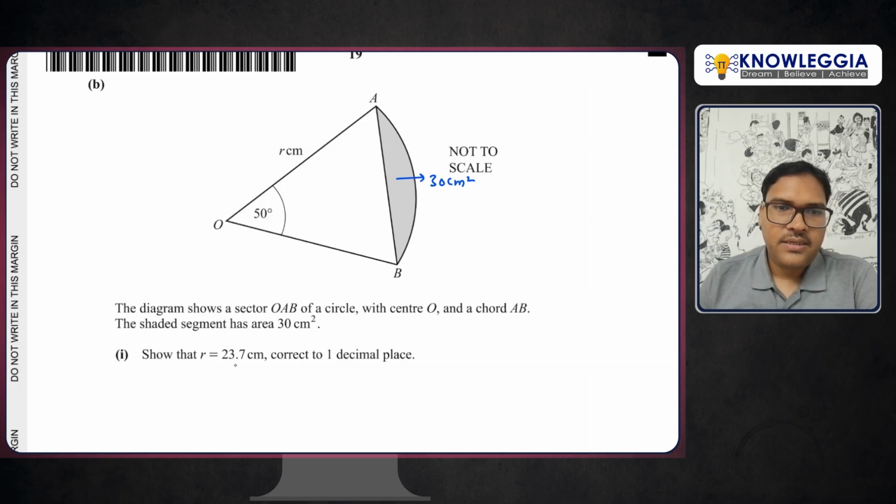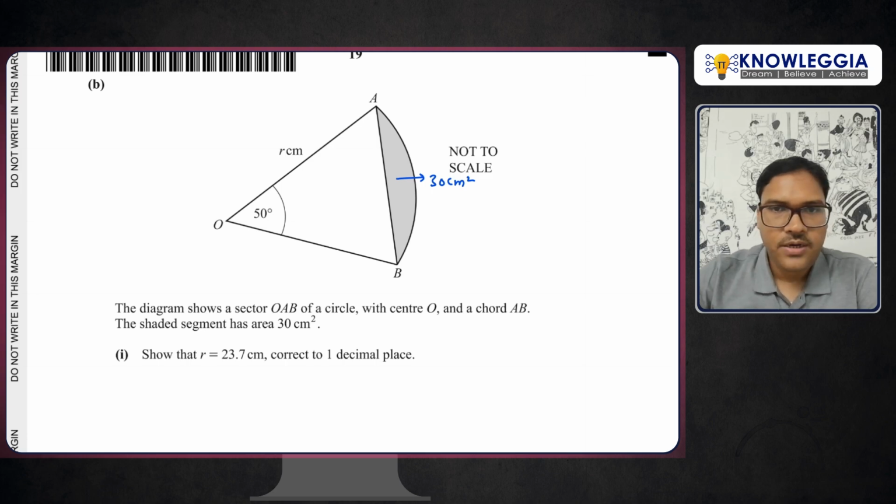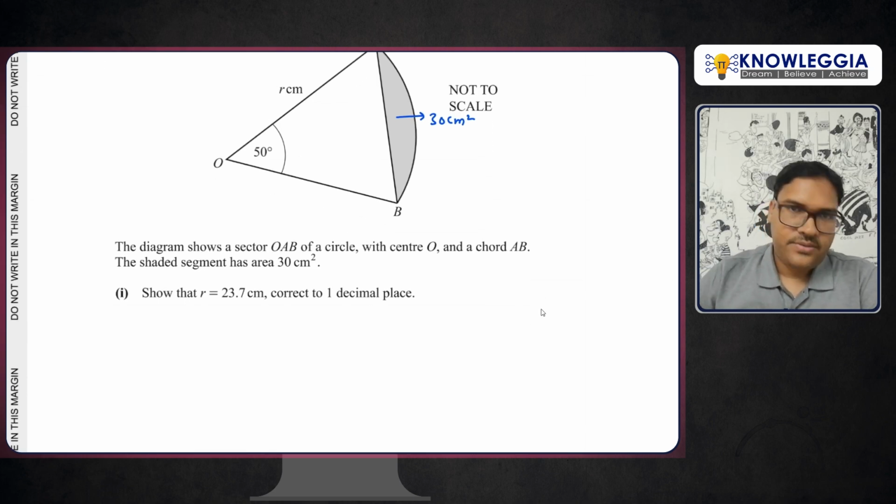Show that the radius R is 23.7. Okay, so this is given. You have to find the radius that is equal to 23.7. You have to show this. Okay, so now, how will you find the radius?